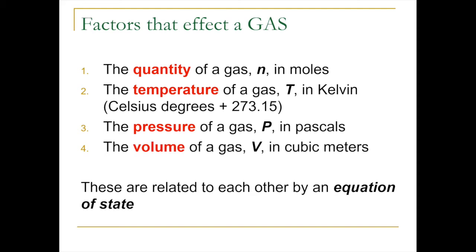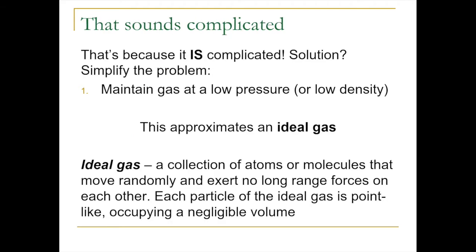So you'll notice again that units are going to play an essential role, and the units have to be the ones that are listed. Together, these variables are all related to each other by what is called an equation of state for the gas. This idea of an equation of state probably sounds quite complicated, and that's because it actually is. What we do to simplify the problem is we maintain the gas at a low pressure, and what results is all gases behave generally the same in this idea called an ideal gas.